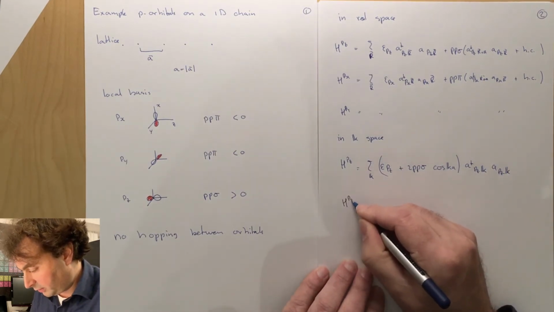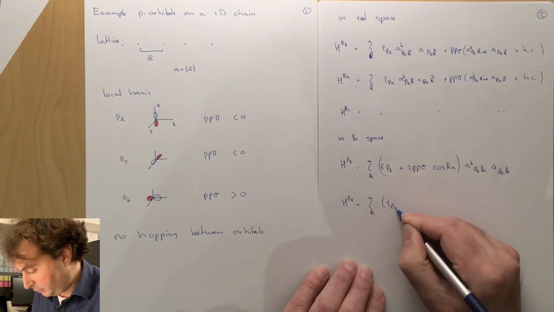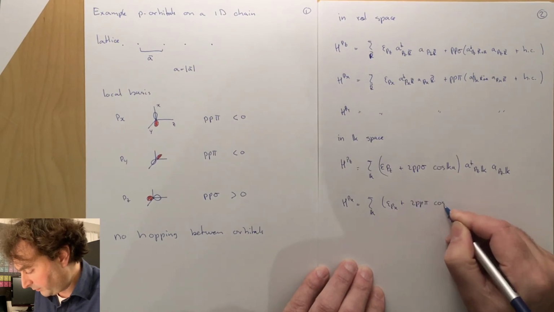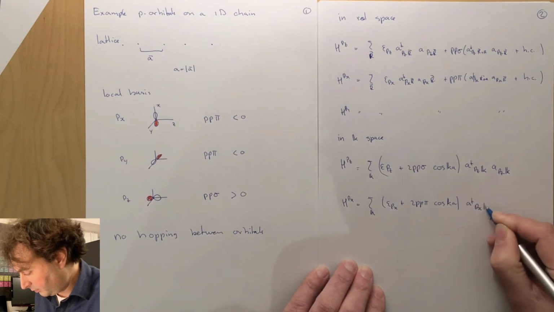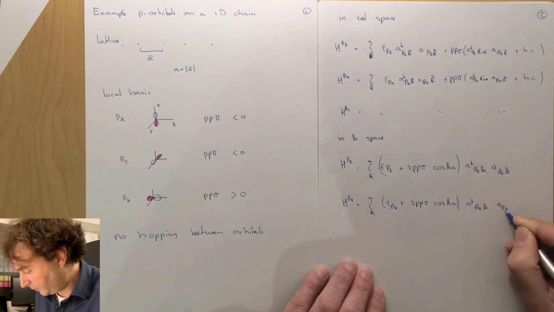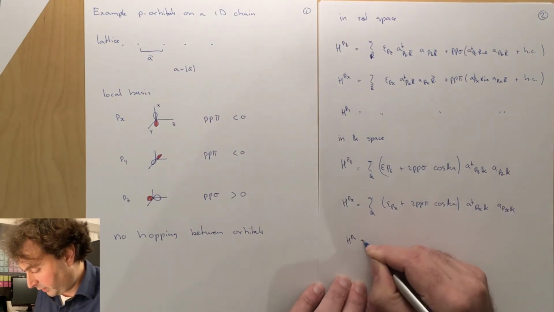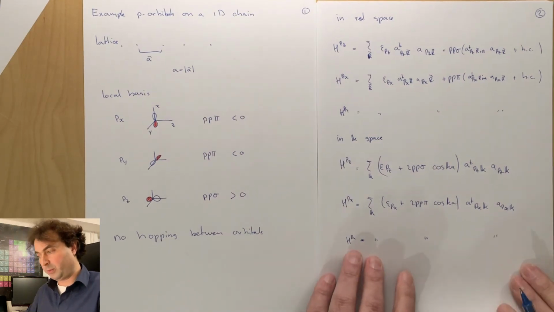And very similar for px, an epsilon px plus 2 pp pi cos ka, a dagger px k, a px k. And for the py orbital, exactly the same, but now acting on the py orbital.